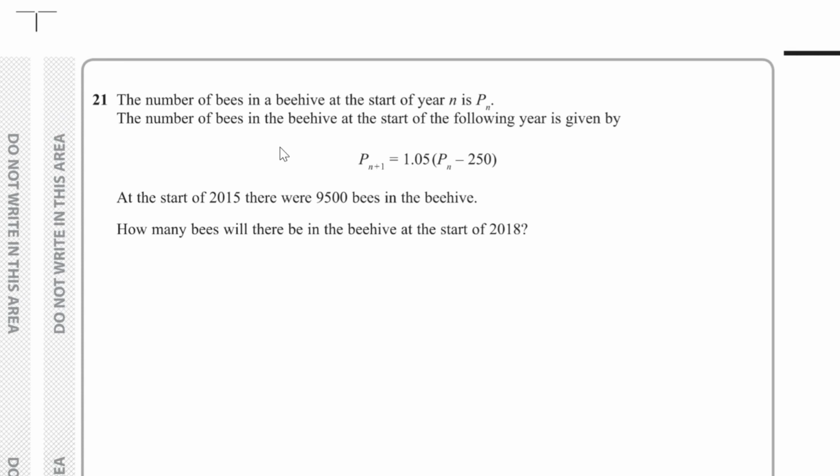Question 21. The number of bees in a beehive at the start of year n is Pn. The number of bees in the beehive at the start of the following year is given by this formula here: Pn plus 1 equals 1.05 of Pn minus 250. At the start of 2015, there were 9500 bees in the beehive. How many bees will there be in the beehive at the start of 2018? So first of all, P0 corresponds to 2015.